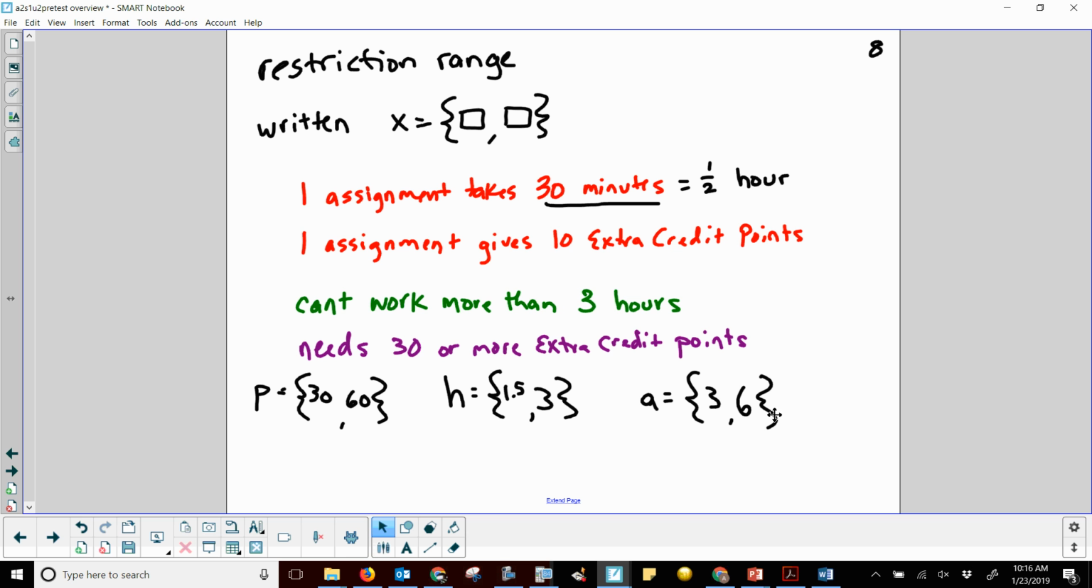What about the number of assignments? Well, if I need 30, then I need to do 3 assignments in order to get 30. But because I can't work more than 3 hours, I can't do any more than 6 assignments. So it just depends on what they're asking for. You plug in numbers. Just make sure whatever they're asking for, you understand what's happening.